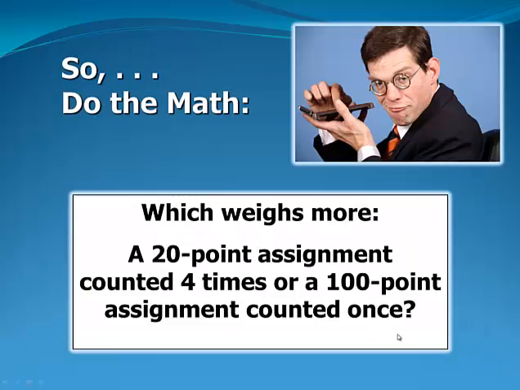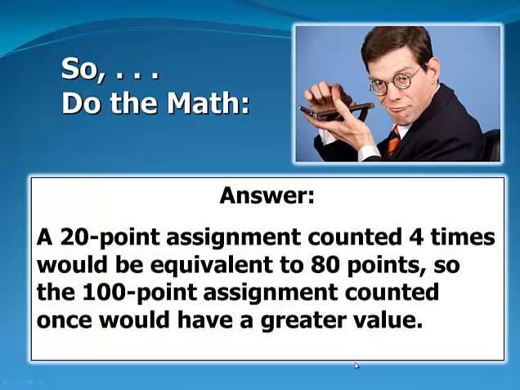So let's do the math. Which weighs more, a 20-point assignment counted 4 times or a 100-point assignment counted once? Well, obviously, a 20-point assignment counting 4 times would be equivalent to 80 points. So the 100-point assignment counted once would have a greater value.